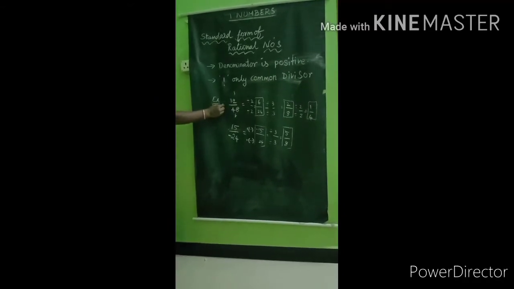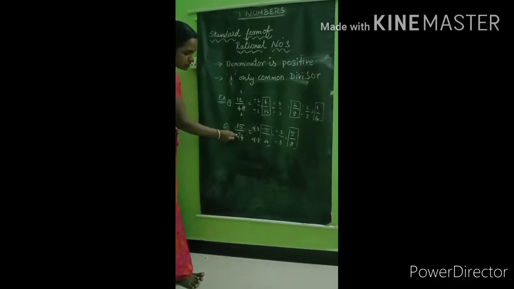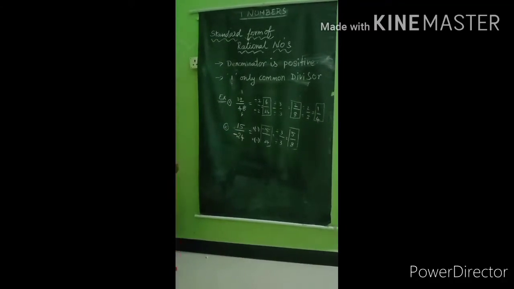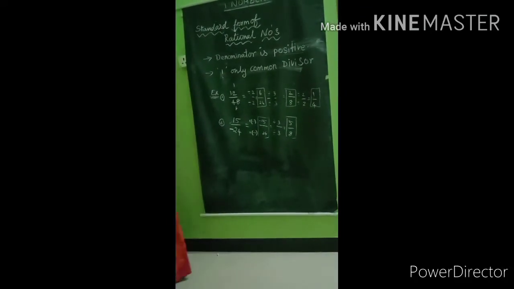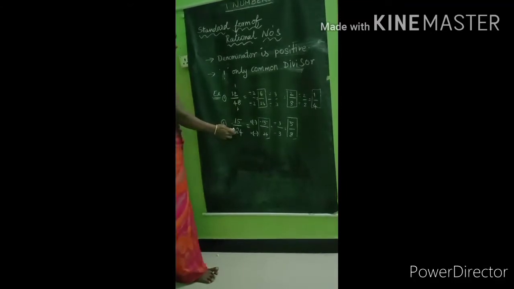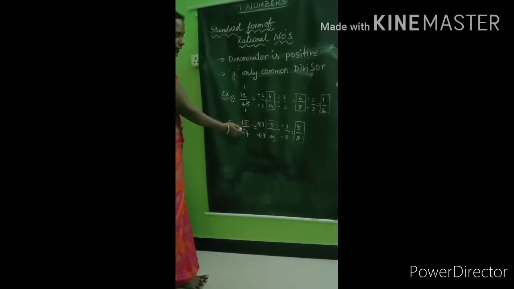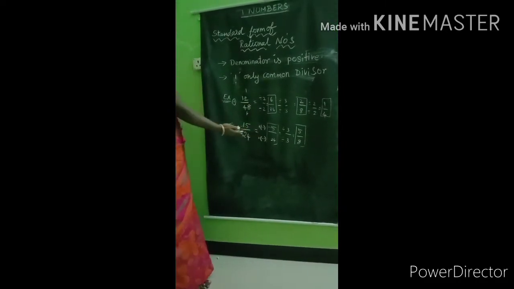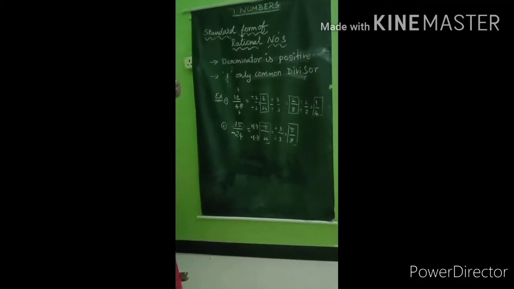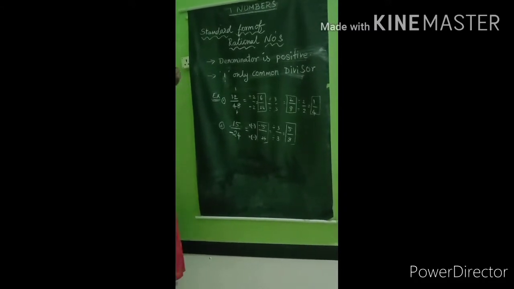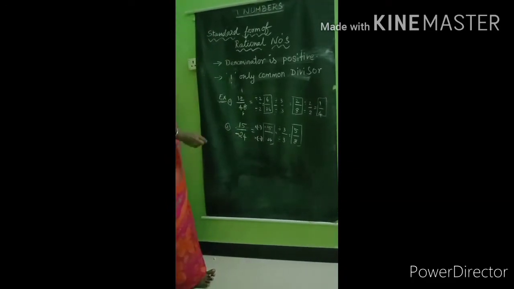Then the second one, question number 2, here given 15 by minus 24. Here our rule is that the denominator is positive. But in the given question the denominator is negative. So first step, we change the denominator from negative into positive. How is it possible? Already we know that multiplying negative with negative, we get positive. When will the value not change? When we multiply with 1, it does not change any values.